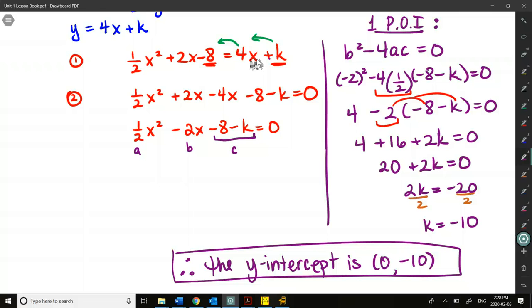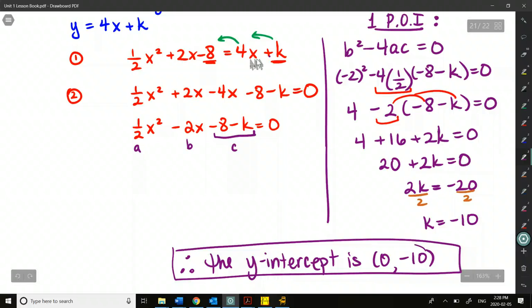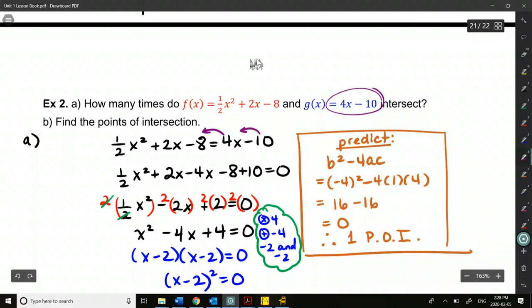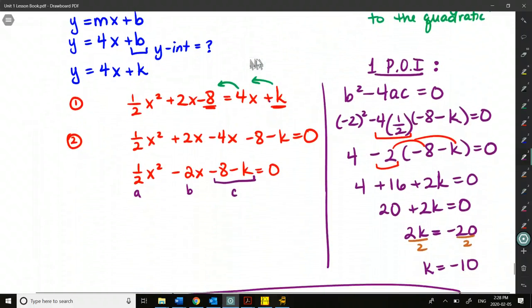Okay, if you notice, these are actually the same two equations that we just worked with above. So we got negative 10 as the y-intercept, and that was actually the line from up here, 4x minus 10. So I just asked the question in a slightly different way.